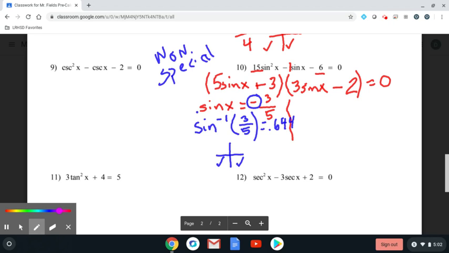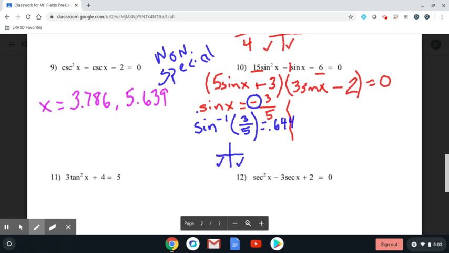So when we go through and write, so far at least, the 2 final answers that we got from the left side: quadrant number 3, we're going to take that 0.644 and add it to pi, and we're going to get 3.786. And then quadrant number 4, we're going to take 2 pi and subtract our reference angle of 0.644 from it, and that's going to give us 5.639. All right, so those are our 2 answers from that left side.